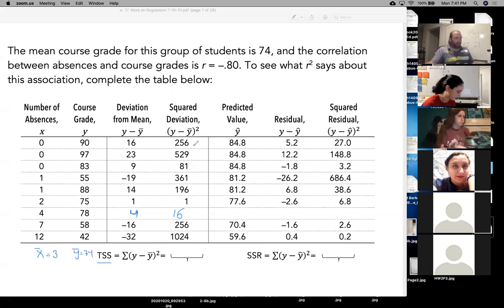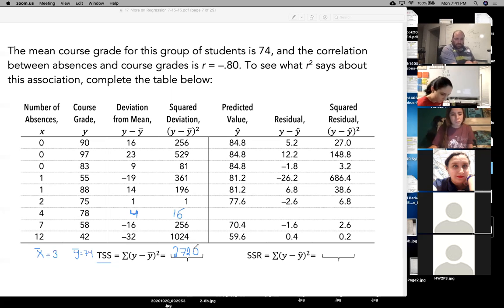So we have 256 plus 529 plus 81 plus 361 plus 196 plus 1 plus 16 plus 256 plus 1024. That gives us 2720. The total sum of squares, at least in the y direction, is 2720.